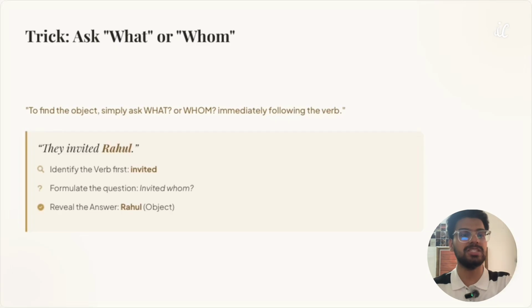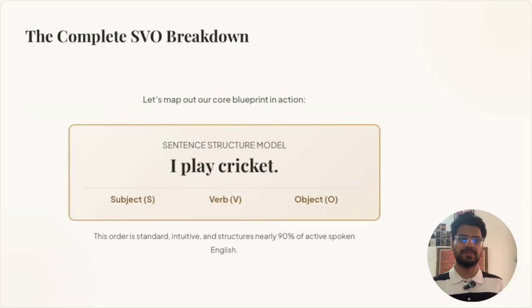Now let's do the complete breakdown of a sentence. Let's take an example. I play cricket. In this sentence, I is the subject, play is the verb, and cricket is the object. Understood? So this order is standard. It's intuitive and structures nearly 90% of active spoken English. This is called SVO structure. English mainly follows SVO order.